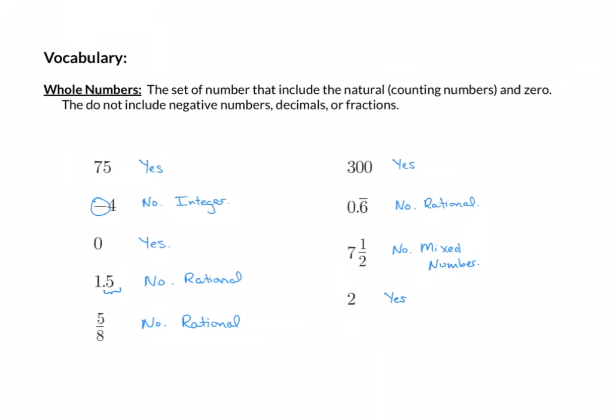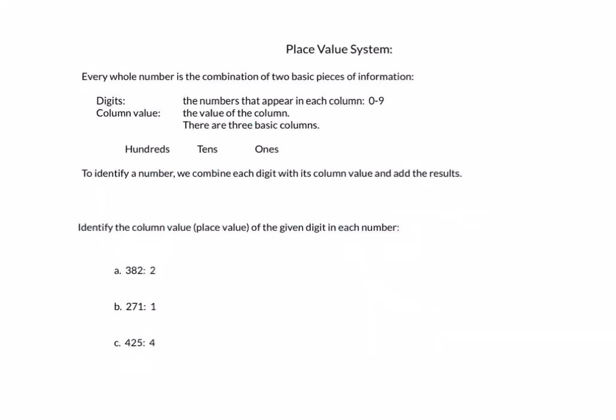Okay, so let's go ahead and get into the nitty-gritty of this section. In this section, we want to talk about the place value system. So whole numbers: every whole number is the combination of two basic pieces of information. We have digits. These are the numbers that we actually write on the paper. These are the numbers that appear in each column. The digits that we work with are going to be 0, 1, 2, 3, 4, 5, 6, 7, 8, and 9, or 0 through 9. Those are the actual numbers that we write on the paper.